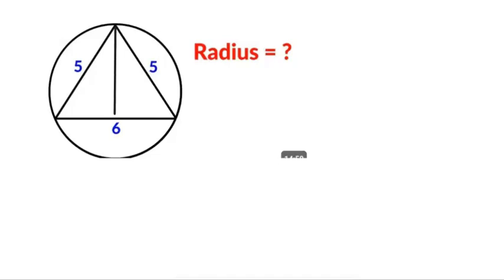Okay, now, next, let us take note of the following. Each length here will be 3, right? Because the total length is 6. And let's assume that this is the center of this circle.